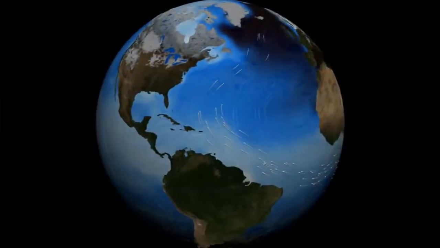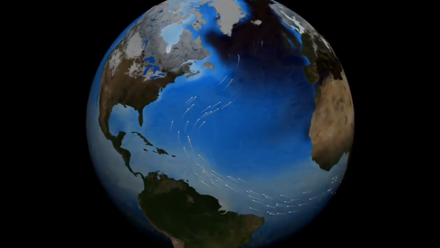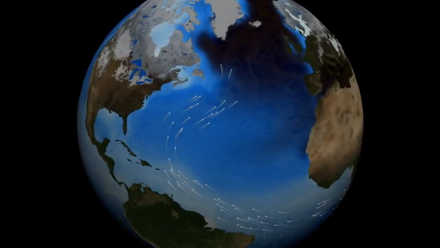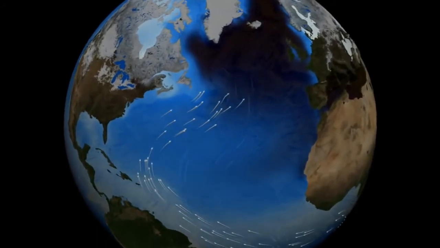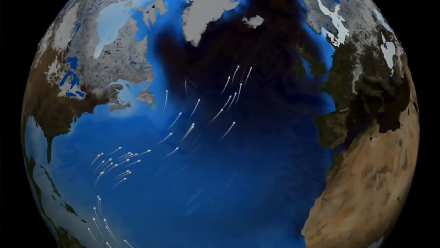This overturning moves warm water from the tropics toward the poles and cold water from the poles toward the tropics. In this way, the overturning regulates Earth's climate. And the atmosphere and the ocean, both being fluids of the Earth, really work together. We consider them sort of equal partners in the redistribution of this heat on the planet.